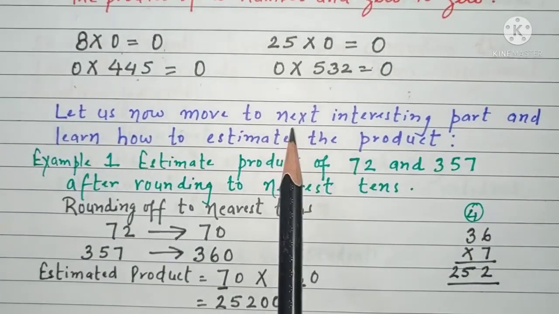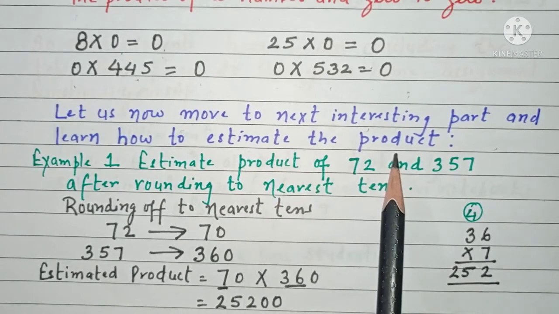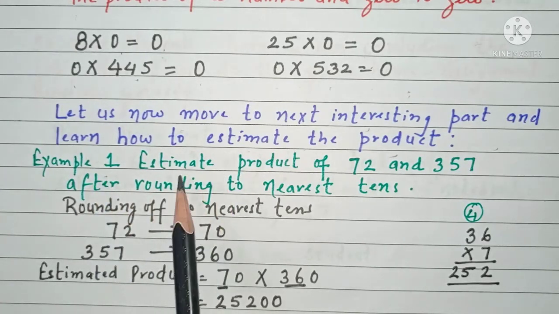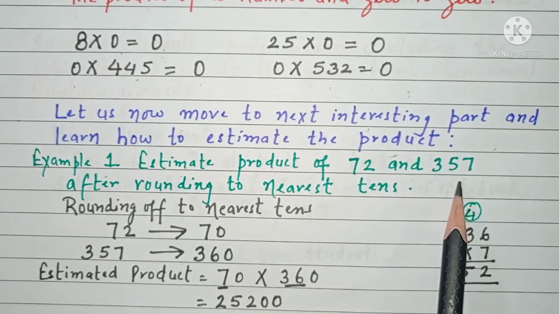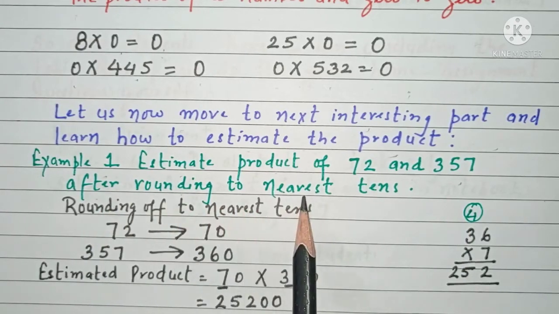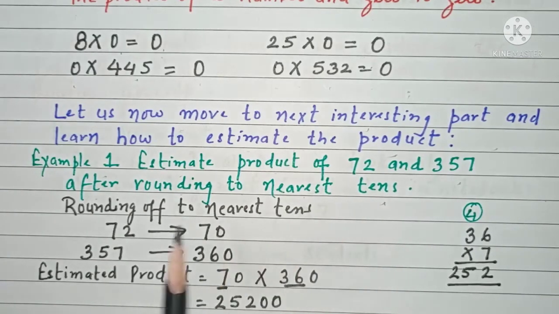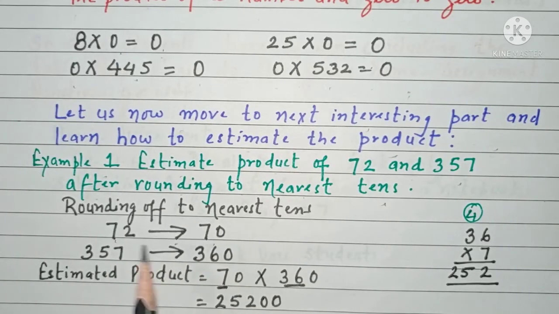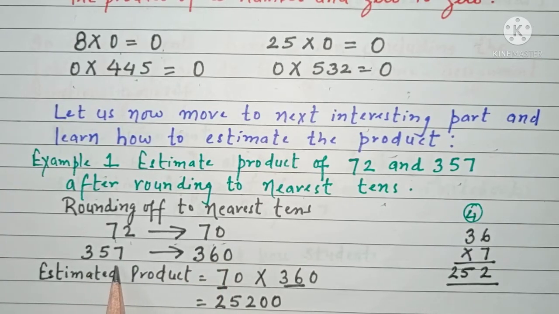Let us now move to the next very interesting part and learn how to estimate the product with the help of the given examples. Example number 1, estimate the product of 72 and 357 after rounding to the nearest tens. Children, you all are familiar with how to round off numbers. So, 72, when rounded off to the nearest 10, definitely gives us 70 because the number 2 is at the ones place. So, it will be taken as 70 and 357 is taken as 360.